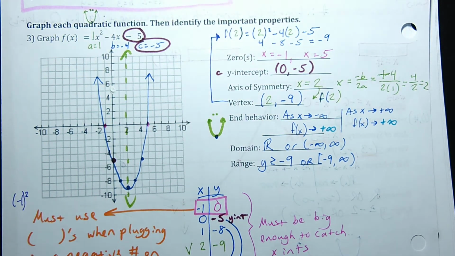We were a little bit sketchy about that with our transformed parent functions, but now that we've seen the important implication that it has on end behavior and on range, we have to have the arrows going up towards infinity.